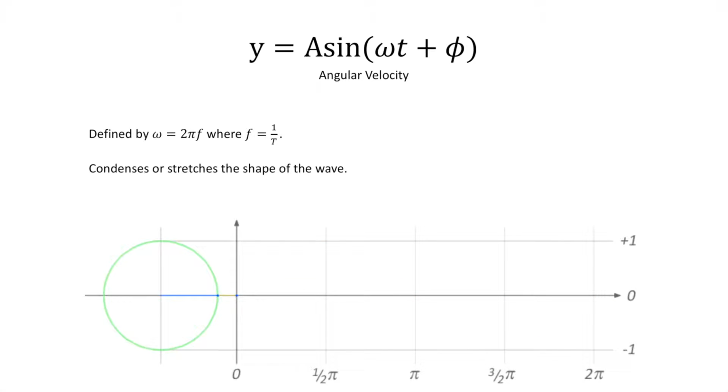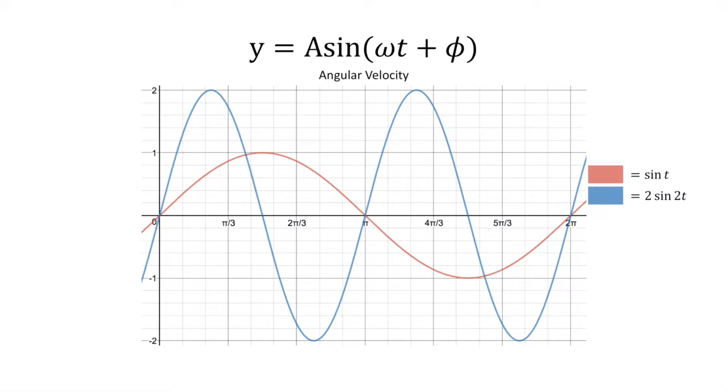If you consider the circle again, the faster you move along the radius, the more times the wave will form in a second. This example shows that the blue wave has an angular velocity of 2 and consequently there are twice as many waves in the same space of time.